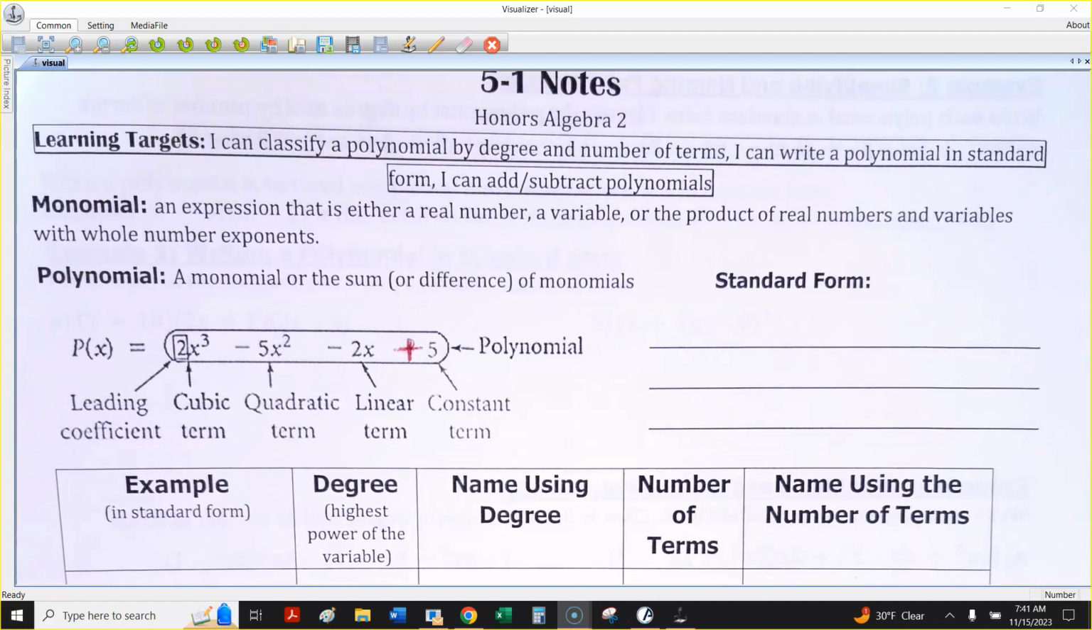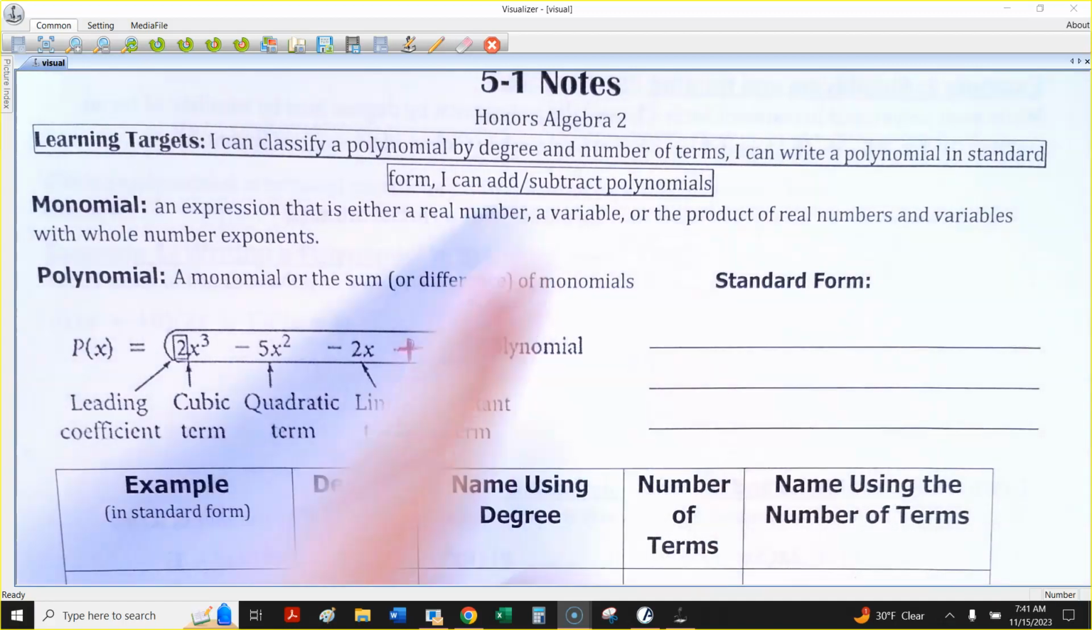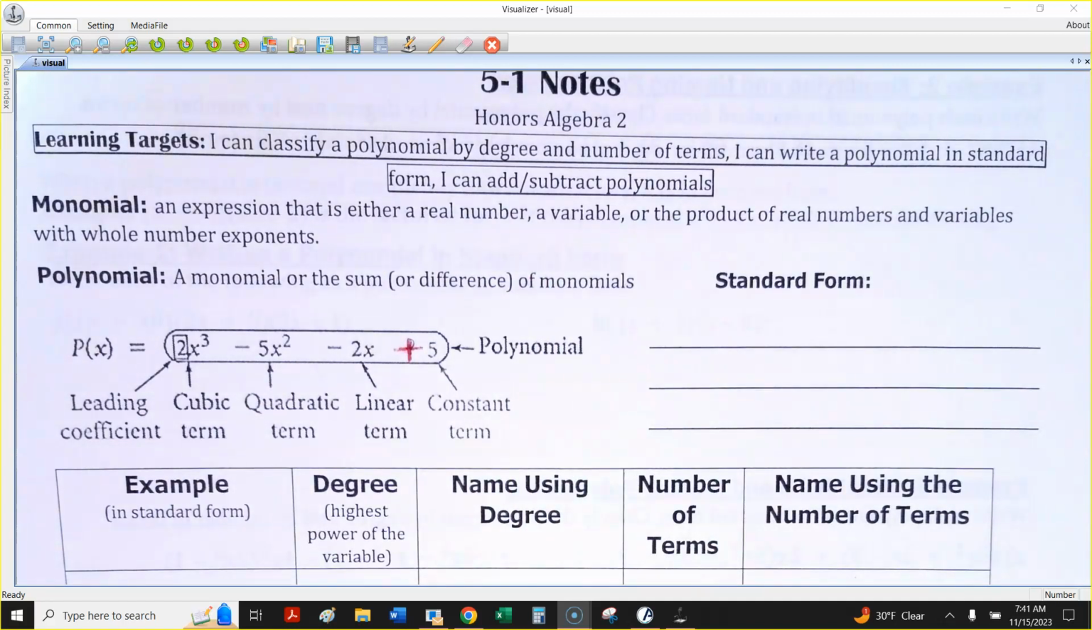It's not terribly difficult. So classify polynomial just means you're going to name it, and that's by the degree and the number of terms. That's going to be that little chart you see down there. And then the add, subtract, and write in standard form. We're going to mostly do that on the back.